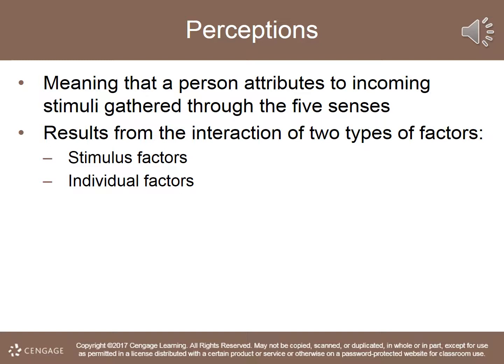1. Stimulus factors, such as characteristics of the physical object such as size, color, weight, and shape. And 2. Individual factors, like unique characteristics of the individual, including not only sensory processes but also experiences with similar inputs and basic motivations and expectations.